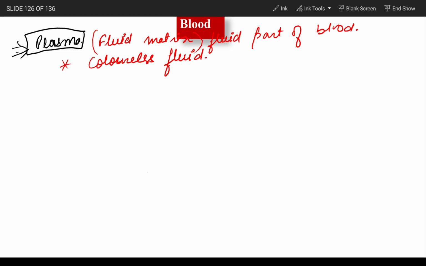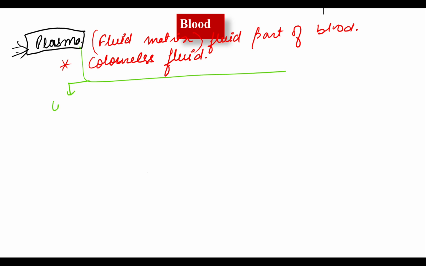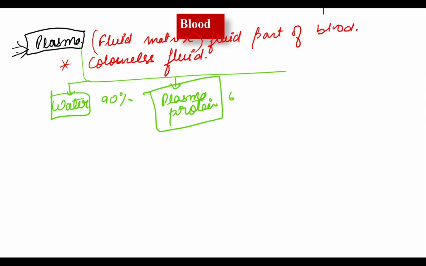So let me talk about its different composition. Plasma contains mainly water, beta. The main part is water, about 90% of water is present in it. Plasma also contains many dissolved substances, and it contains plasma protein. How much plasma protein? 6 to 8% of plasma protein, and 1 to 4% of various cations, anions, I mean to say electrolytes, you can write down.